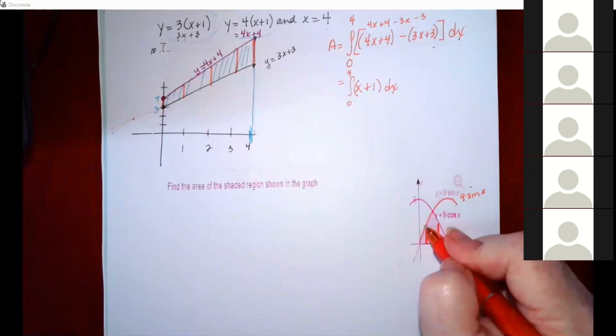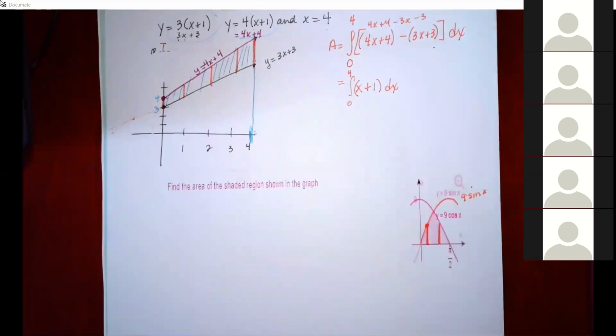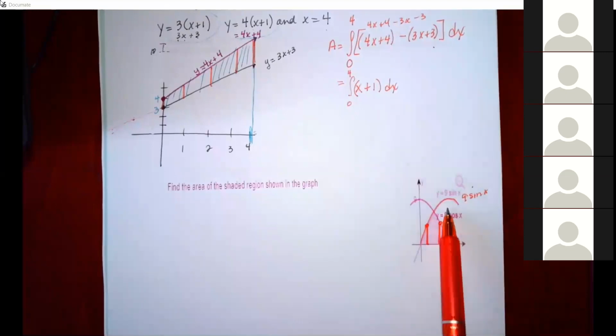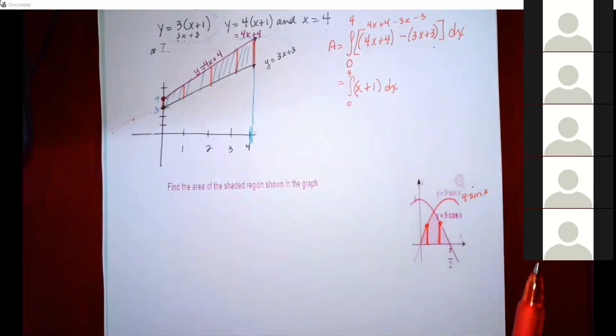What's the top graph for this rectangle? 9 sine x. Correct. What's the top graph for this rectangle? 9 cosine x. Correct. So we're going to have to break this up. If we're going to integrate this with respect to x, which I would, because how many of you want to solve this for x and bring in inverse cosines and inverse sine? Nobody wants to do that, right?